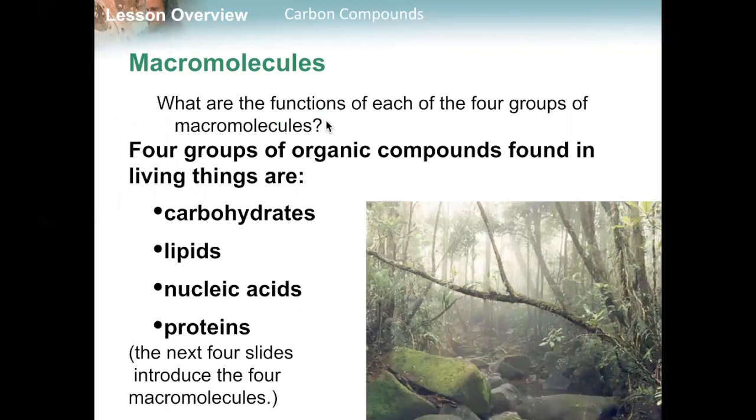What are the functions of each of the 4 groups of macromolecules? 4 groups of organic compounds found in living things are carbohydrates, lipids, nucleic acids, and proteins. The next 4 slides will give an introduction to these 4 macromolecules.